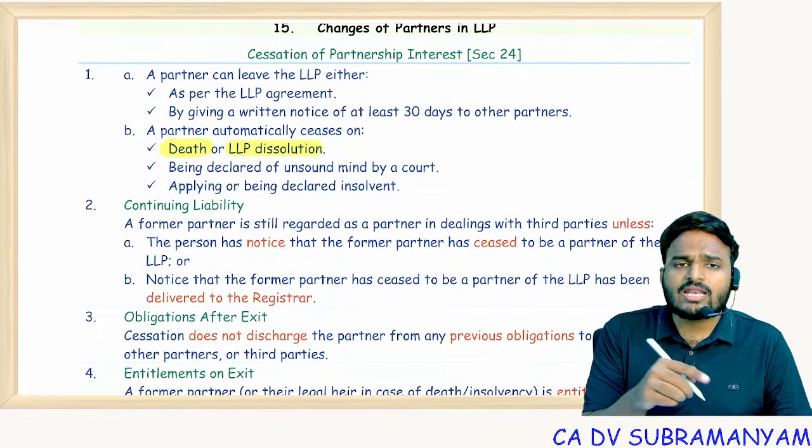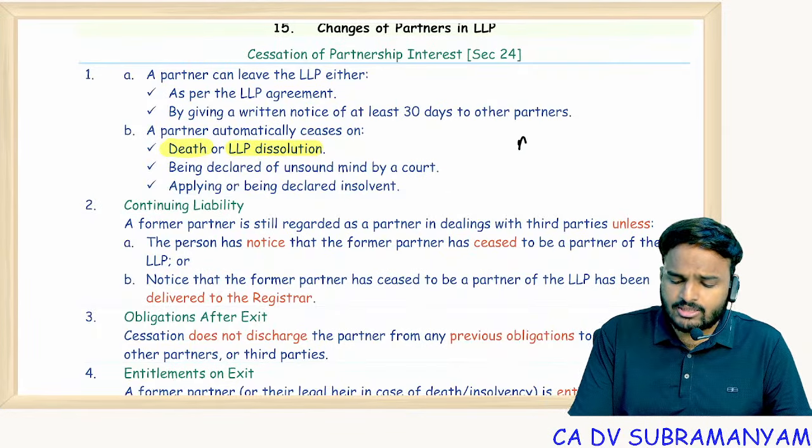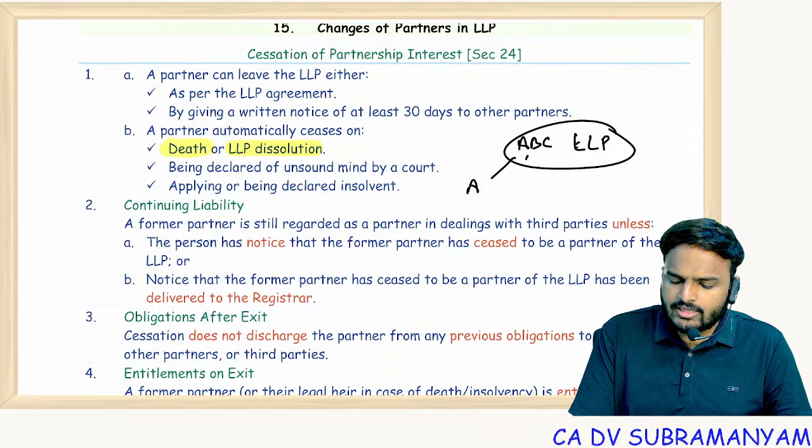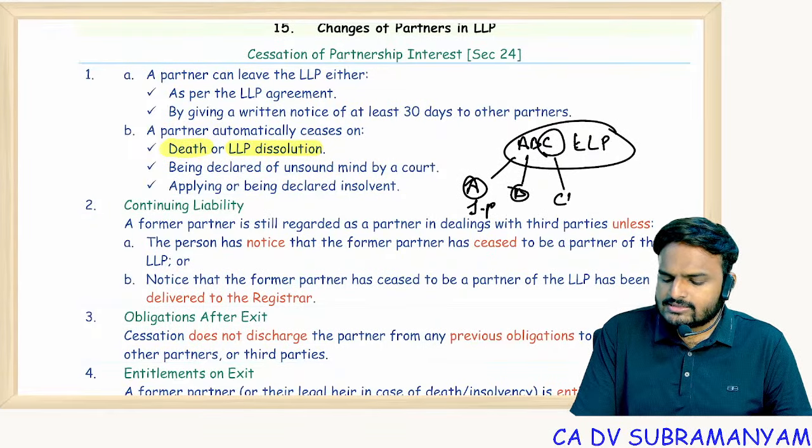Now, the partner LLP got dissolved. See, ABC LLP is there. In this, partner A and partner B are both individual partners, whereas C is C LLP, which is a body corporate.